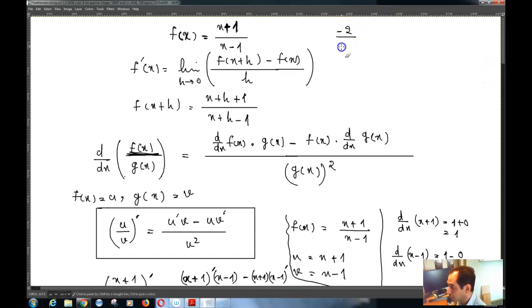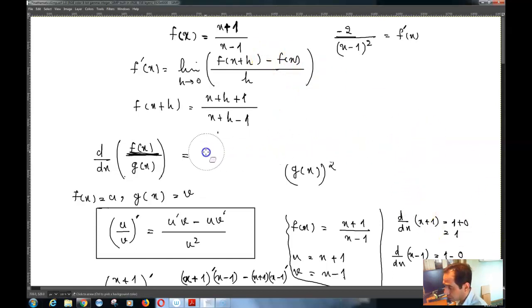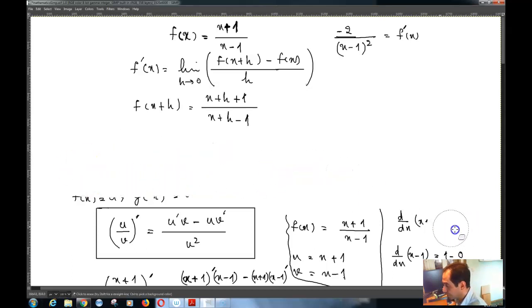So negative 2 over x minus 1 squared. That is f prime of x. Now I can go back to the first principle and calculate the derivative of this function using the first principle.